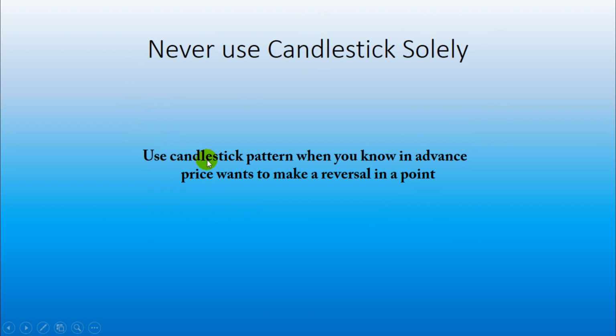So from now on, please, never use candlesticks solely. Just use them when you know in advance the price wants to reverse at some point, then use them there and make some trades. That's it.